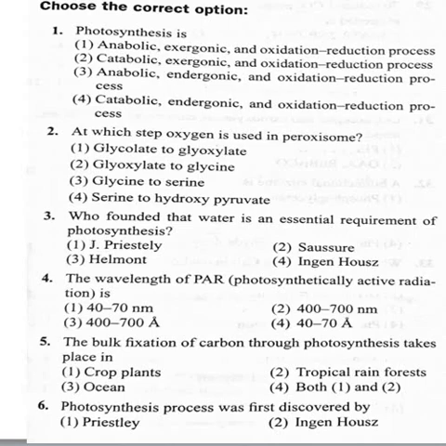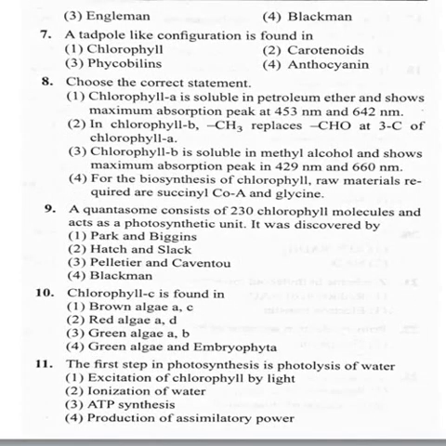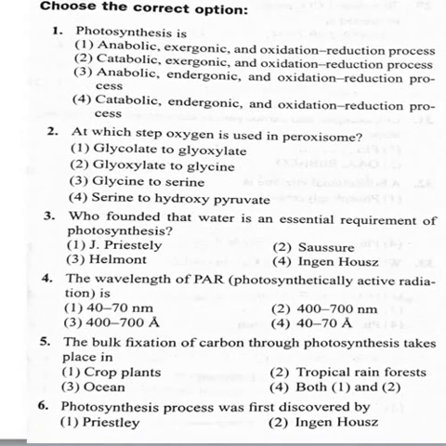Coming to the sixth bit, photosynthesis process was first discovered by option 1 Priestley, option 2 John Ingenhousz, option 3 Engelmann, option 4 Blackman. So photosynthesis process was first discovered by John Ingenhousz. Priestley discovered oxygen, John Ingenhousz discovered the process of photosynthesis, that is the plants can use light energy for the synthesis of carbohydrates.